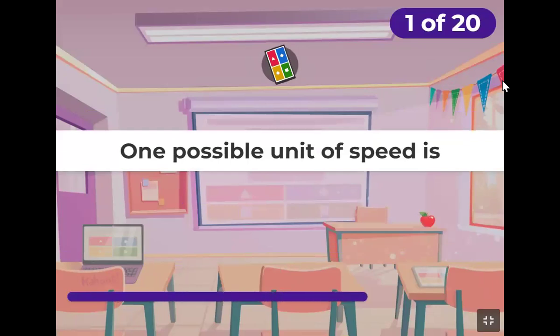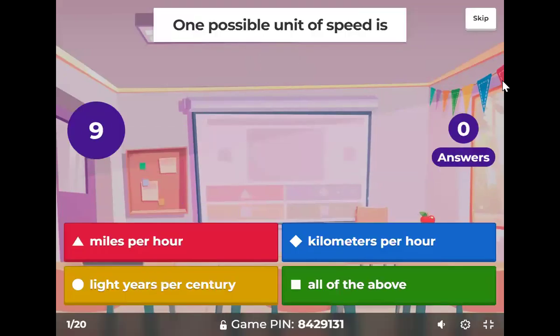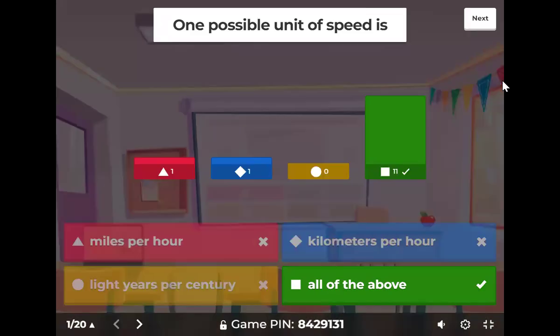One possible unit of speed. There you go, all the above.